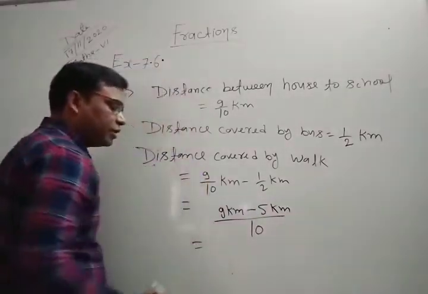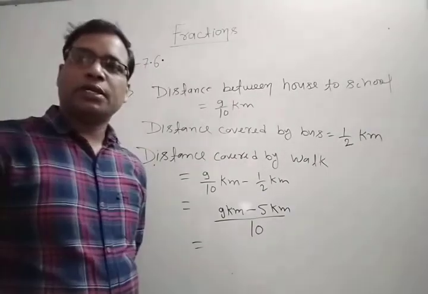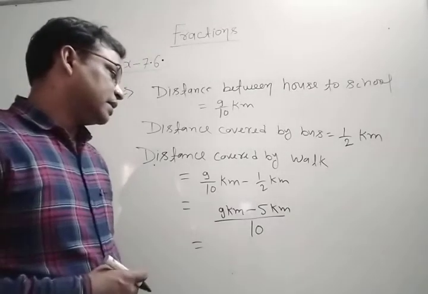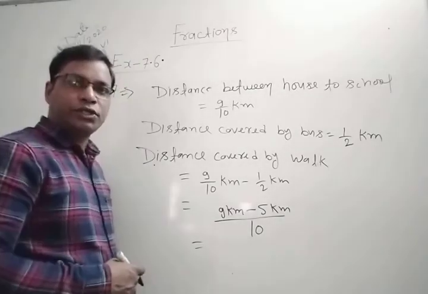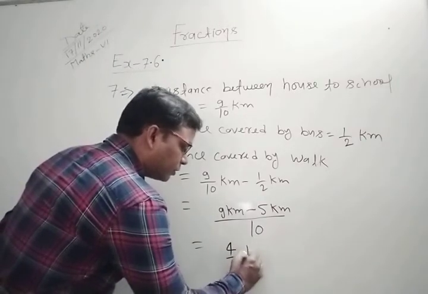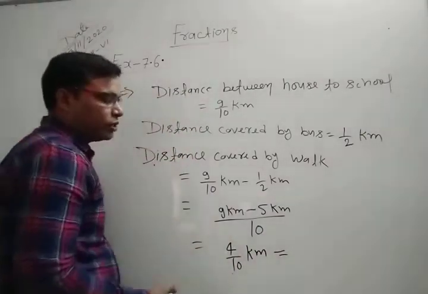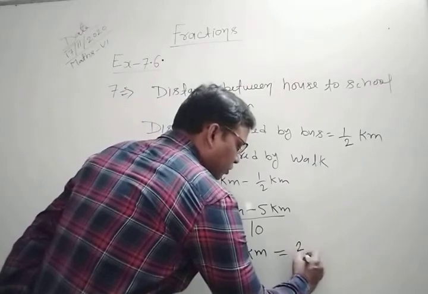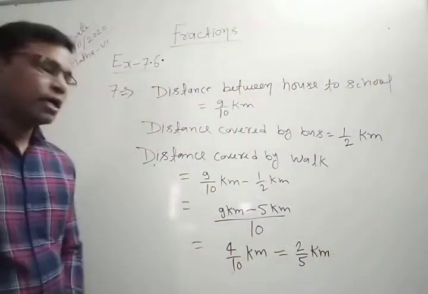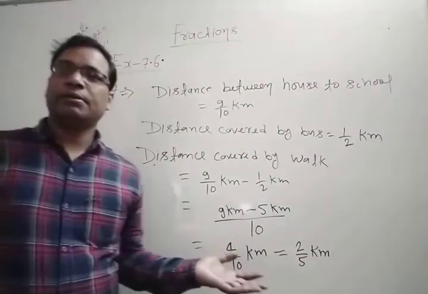If you subtract 5 kilometer from 9 kilometer, then we obtain the walking distance. So 9 minus 5 is equal to what? 9 minus 5 is equal to 4 by 10 kilometer. Or if you simplify this, you can say this is equal to 2 by 5 kilometer.